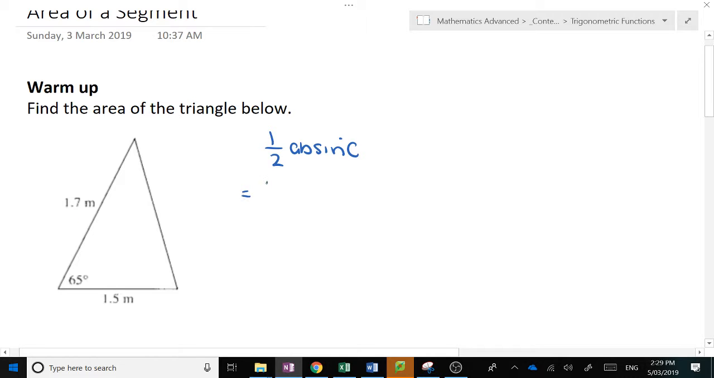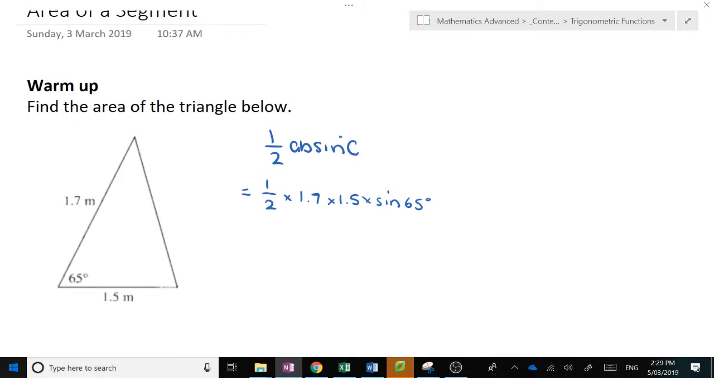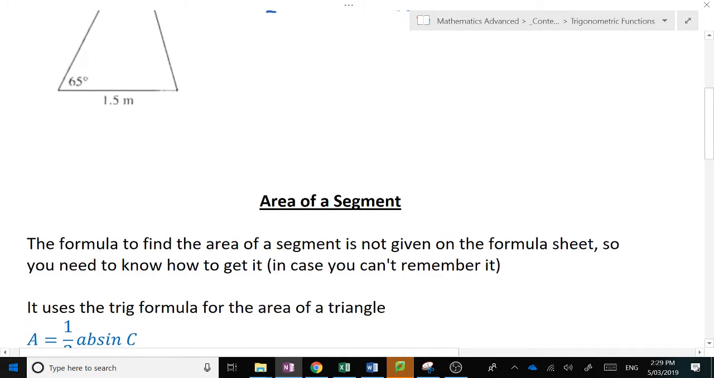So with this, I'd have half times 1.7 times 1.5 times sine 65. I type it in my calculator, get some number. Happy with that? Okay, we're going to be using that today, so we've got to remember that formula.